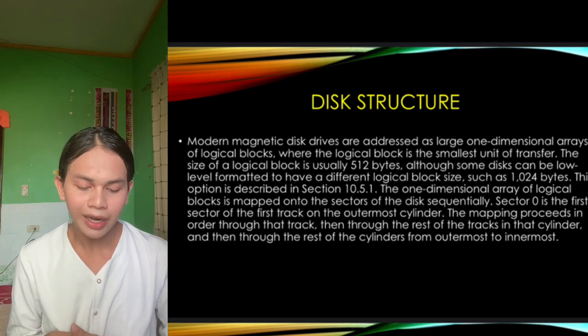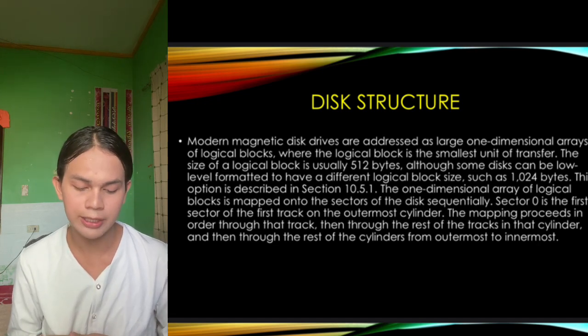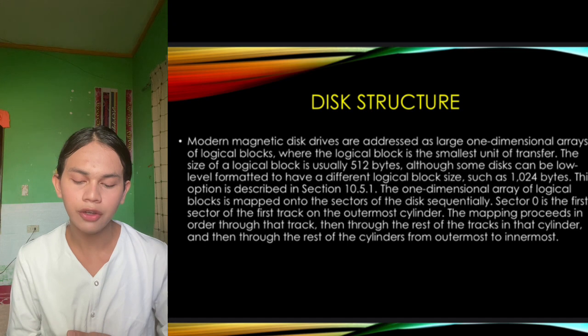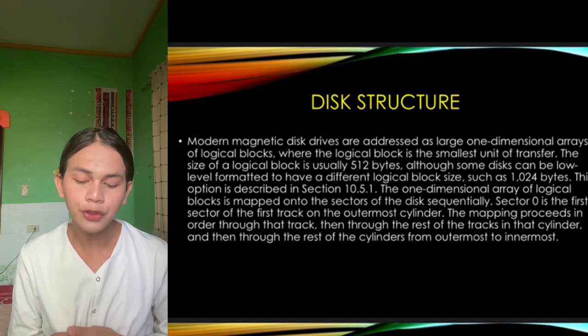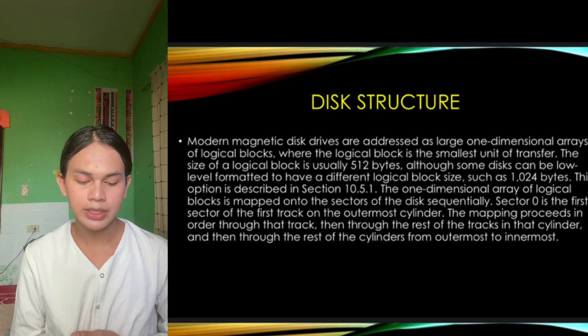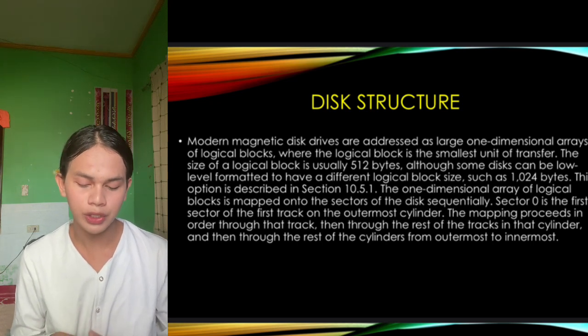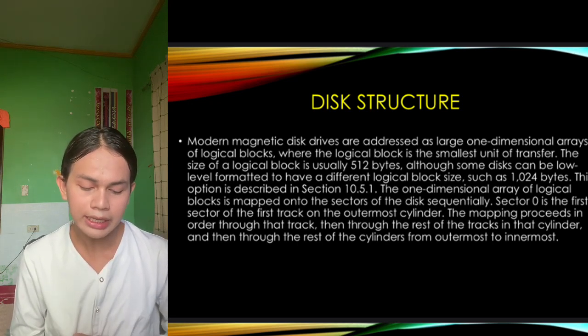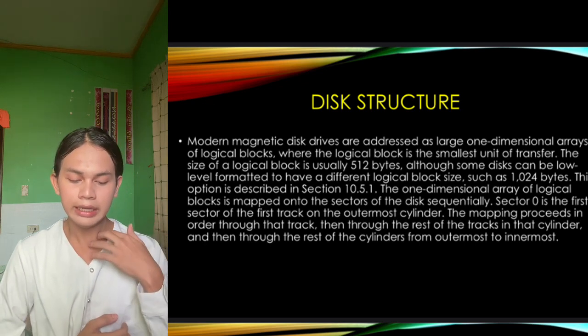The one-dimensional array of logical blocks is mapped onto the sectors of the disk sequentially. Sector 0 is the first sector of the first track of the outermost cylinder. The mapping proceeds in order through the track, then through the rest of the tracks in the cylinder, and then through the rest of the cylinders from outermost to innermost. So, as what I have mentioned earlier about the disk structure, alam naman na natin, na pinakita ko sa recent na slide yung about sa structure ng isang disk.